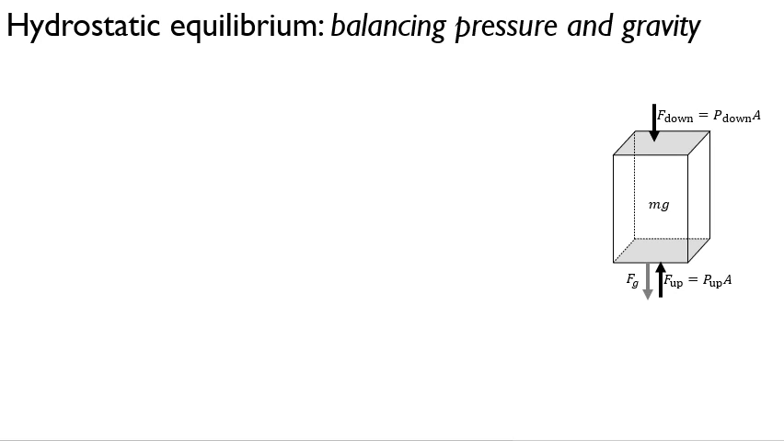So how does a star exist? The main principle of stellar equilibrium, of a star existing, is something called hydrostatic equilibrium. And that's just a fancy way to say that pressure and gravity are balancing.